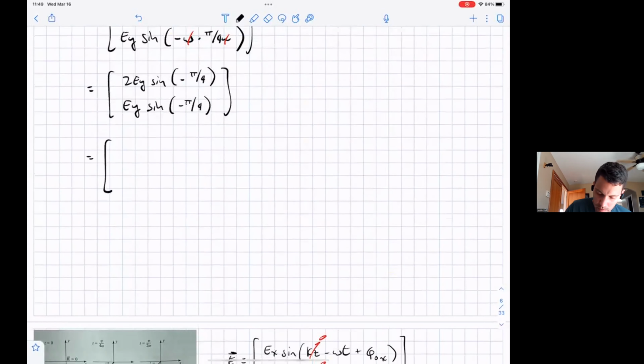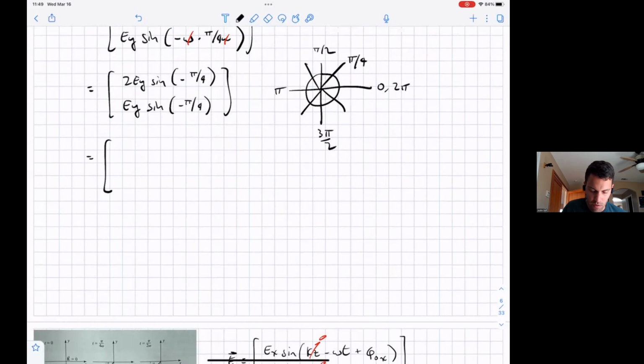Same thing, I do all mine. Maybe you have it memorized because you're smart, but I always draw the unit circle. So these are my little, you recall this is 0 to pi, this is pi over 2, this is pi, this is 3 pi over 2. Right here would be my positive pi over 4. So these lines are pi over 4 lines. We're talking about negative pi over 4. So from here, negative pi over 4 is right there. This is my negative pi over 4.